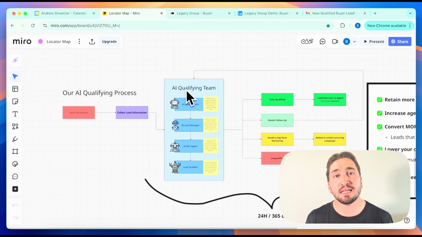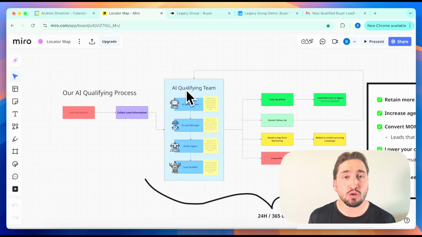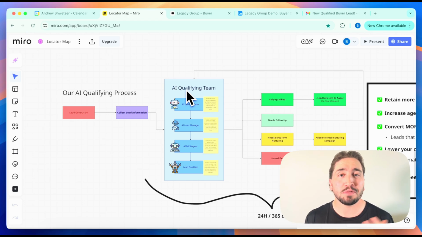So it saves everybody a ton of time, increases your conversion rate, lowers your cost per lead, and overall just optimizes your entire system for a much more efficient way of generating leads. So there you have it, guys. That's an overview of what an AI lead qualification system would look like inside of your business. Hopefully this video gave you a bit of clarification on how you could use AI to qualify your leads and just take that workload off of your plate.